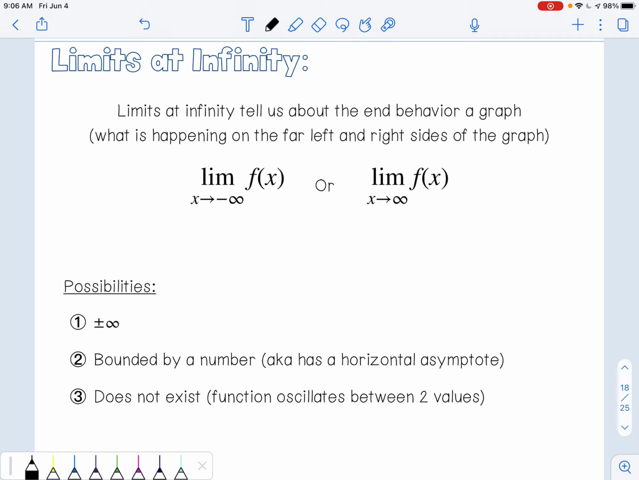between two different values. So you can think about the sine of x or the cosine of x graphs, right? Because they bounce between 1 and -1 out to infinity in both directions. So they're never settling towards a specific value, but they're also not growing without bound. So we just say that the limit does not exist there.